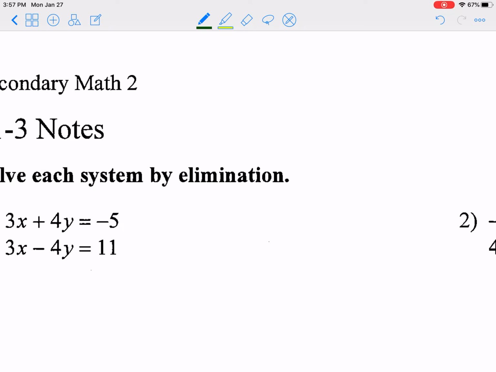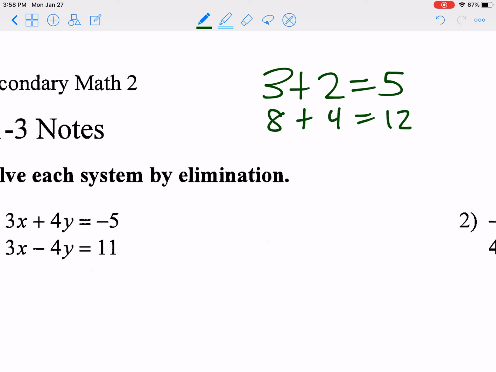So before we get there, I just want to confirm with you that 3 plus 2 does equal 5, right? And it's also true that 8 plus 4 equals 12. And if I add these two equations together, 3 plus 8 is 11, 2 plus 4 is 6, 5 plus 12 is 17. This final equation is also true, isn't it? That 11 plus 6 equals 17.